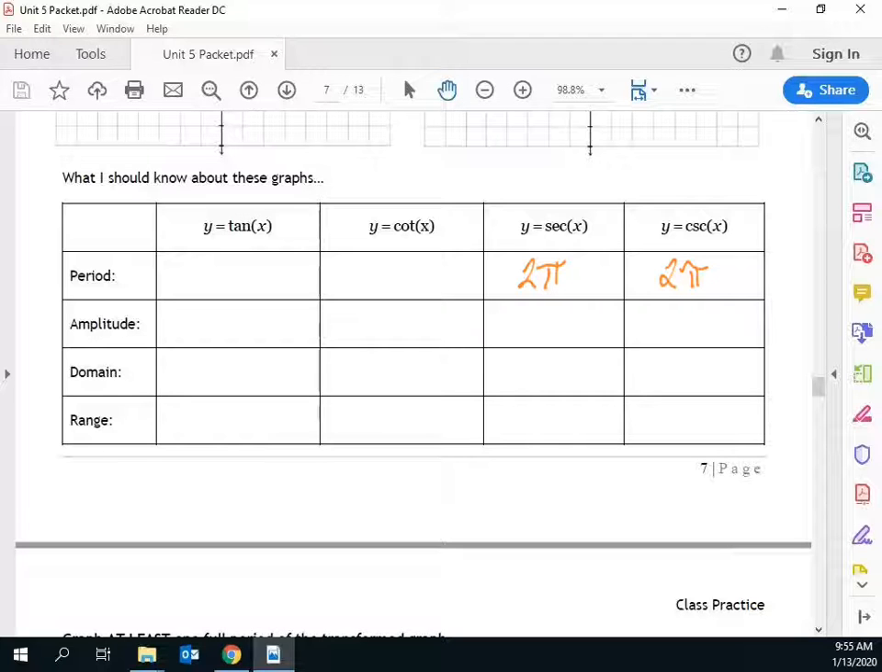It helps with the range, yes. It helps with the range. What does that amplitude tell you? The amplitude always helps you with the range. So let's go back to sine and cosine. What did amplitude tell you about sine and cosine? How far up and down it goes, right? Its max and its min, correct?